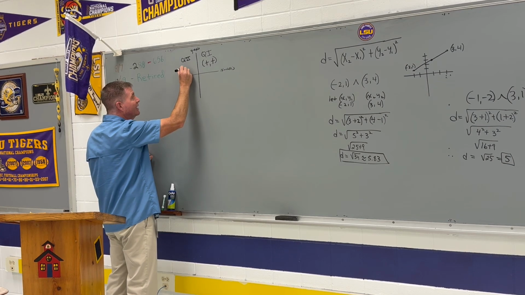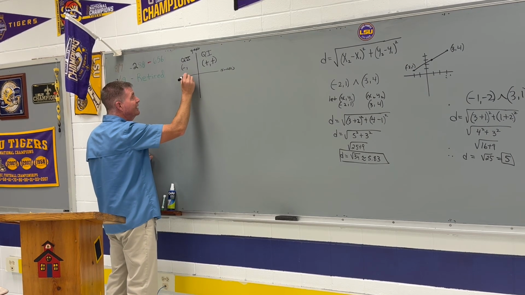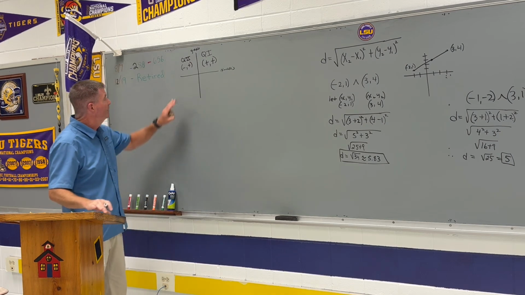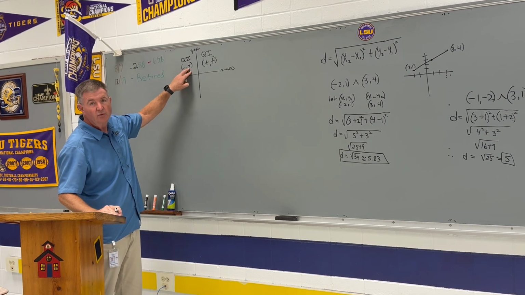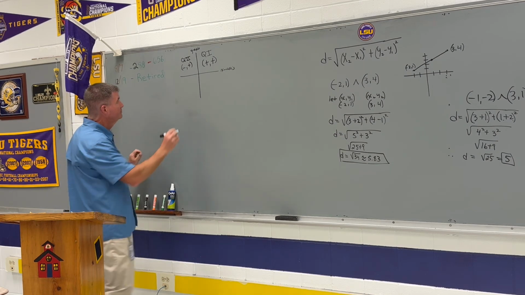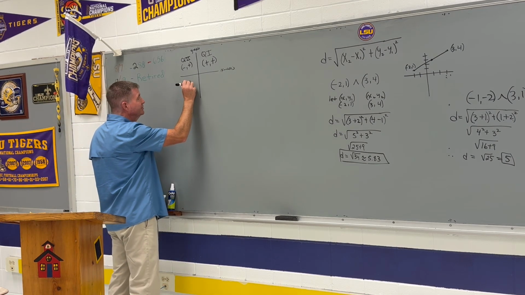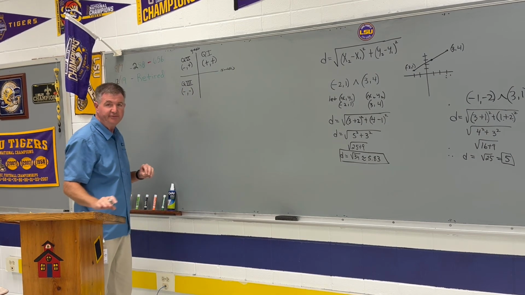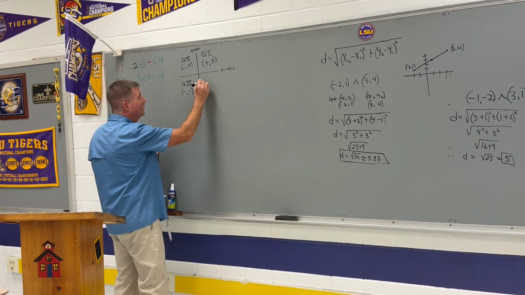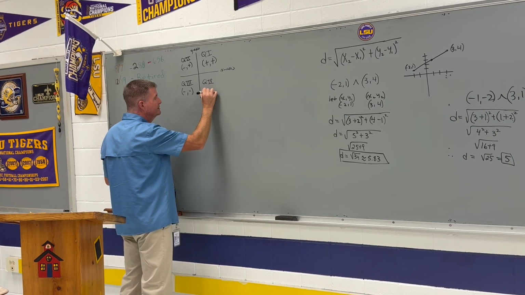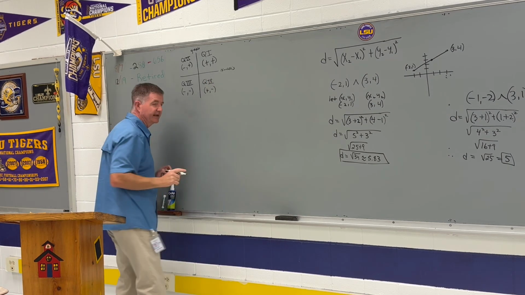It's the negative side. So the x would be negative, but my y would still be positive. So any coordinate that's in this quadrant would have a negative x value and a positive y value. In the third quadrant, the x's are negative and the y's are negative. And in the fourth quadrant, the x is positive and the y is negative.